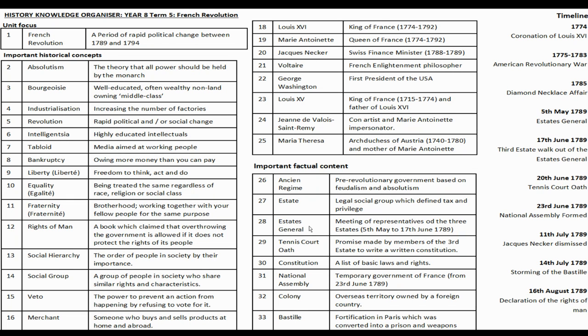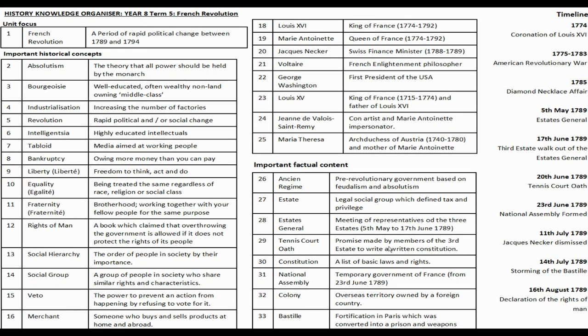Welcome to the fifth lesson of the French Revolution. Read the knowledge organiser carefully before you begin. Take particular note of the following words: bourgeoisie, intelligentsia, tabloid, liberty, equality, fraternity, rights of man, Voltaire, constitution, and National Assembly.